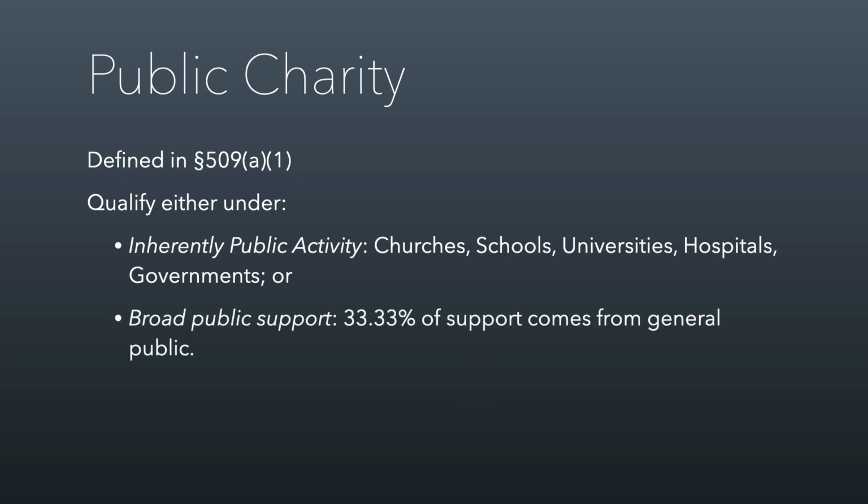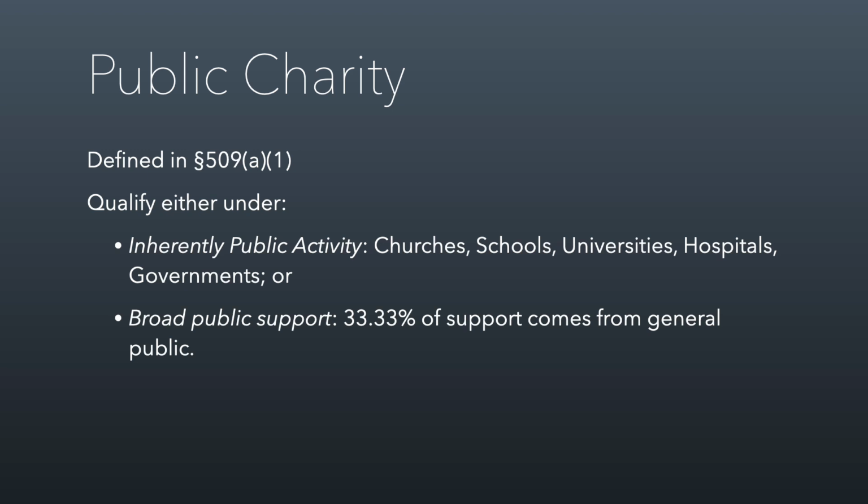Or you can prove that 1/3 of your support comes from the general public, your financial support. So take all your donations in a given year. If you can show that at least 1/3 of them came from the general public, and the IRS uses a mathematical test to calculate this, then you can be a public charity. For example, if you got all your money from 1 donor, you would fail this test.